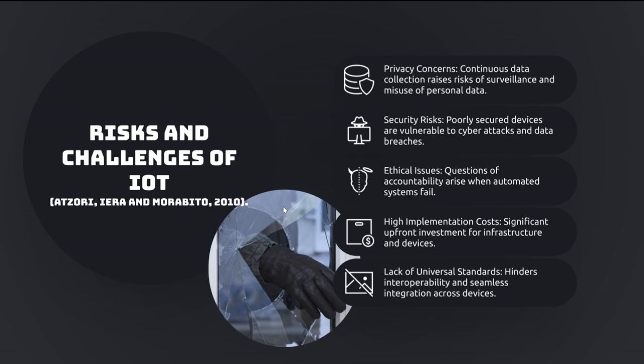There are also ethical and legal issues related to automated decision making. For example, in autonomous vehicles or medical monitoring systems, determining responsibility when an automated system fails can be complex.